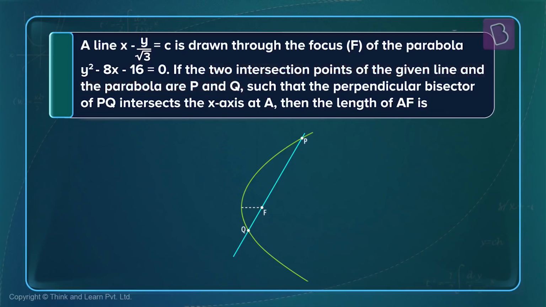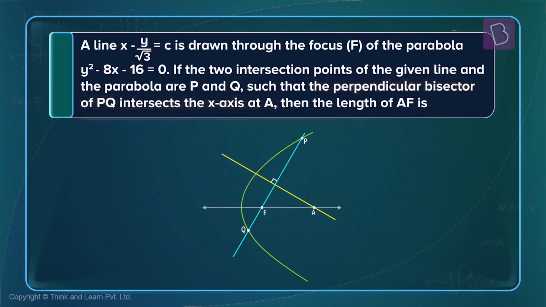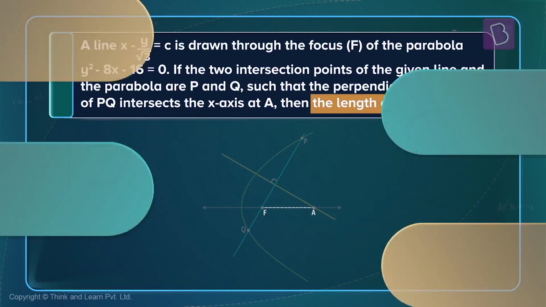That's not the end of it. It's been further told that the perpendicular bisector of PQ intersects the x-axis at some point A. A lot of information, isn't it? A parabola, a straight line which passes through the focus of the parabola. That straight line intersects the parabola at 2 points P and Q. Then we have a perpendicular bisector of PQ which intersects the x-axis at A. The objective is to find out the distance between point A and the focus of the parabola. That is AF if F is called the focus of the parabola.